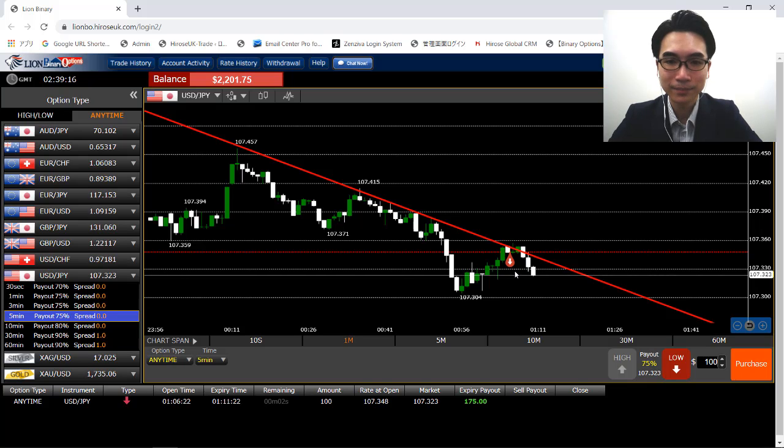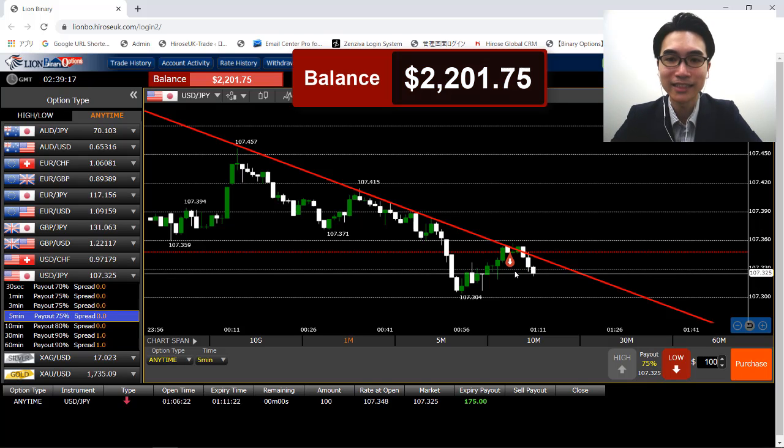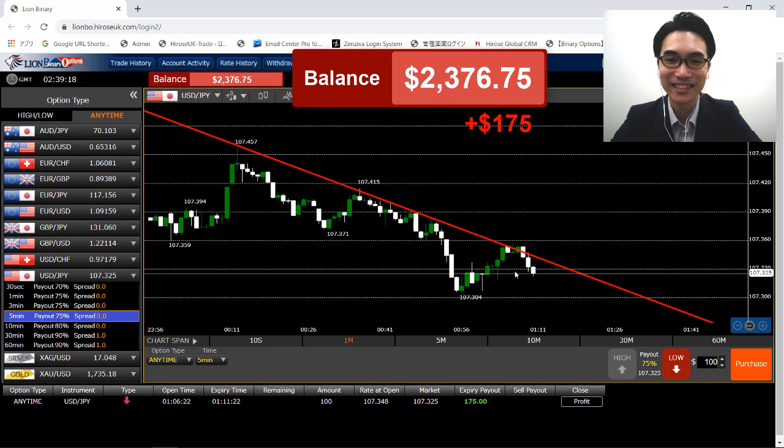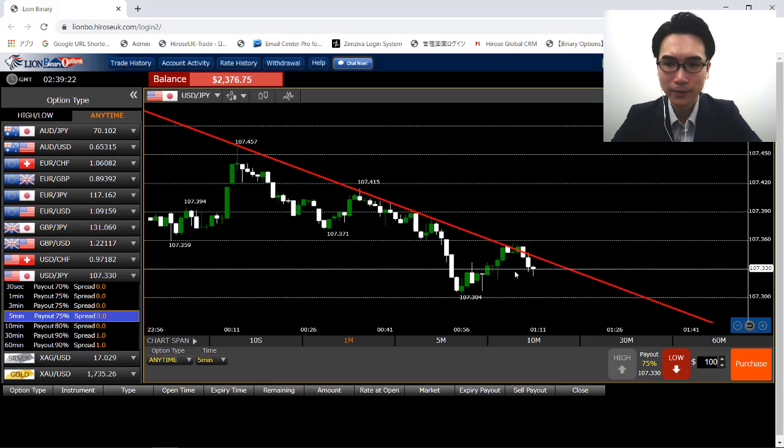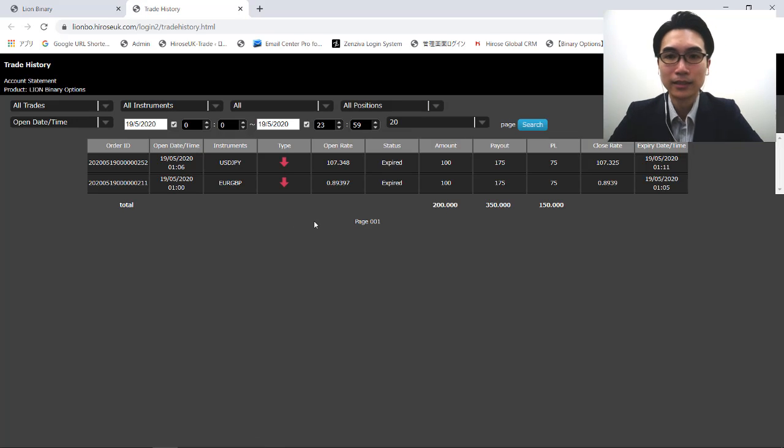Alright, it's about to finish and I guess I'm doing well here. Another $75 profit. So 2 trades in a row, that's not a bad result. Let's take a look at the result. Alright, 2 trades, $150 profits.